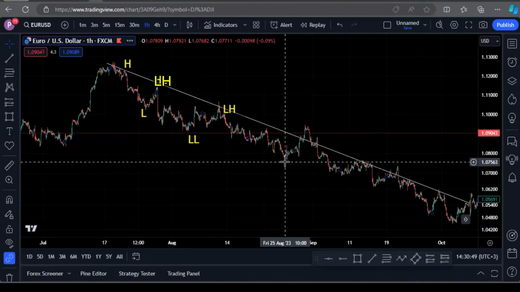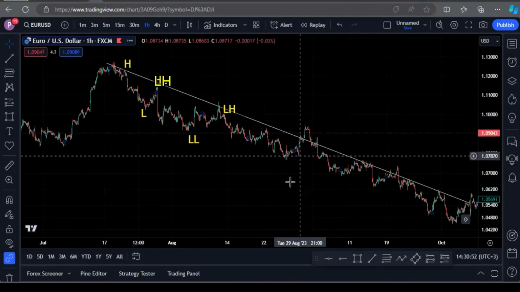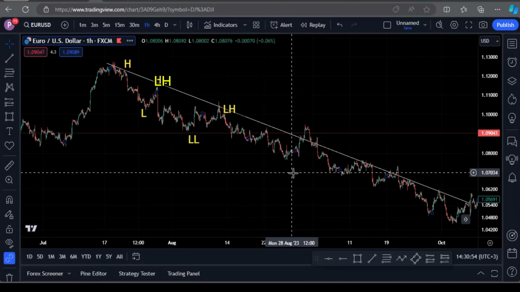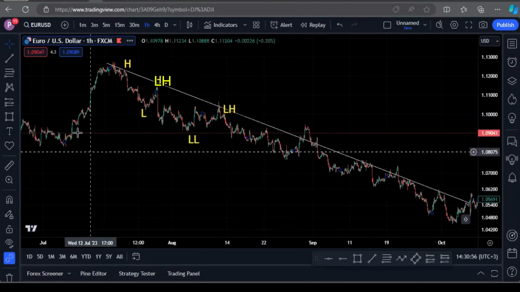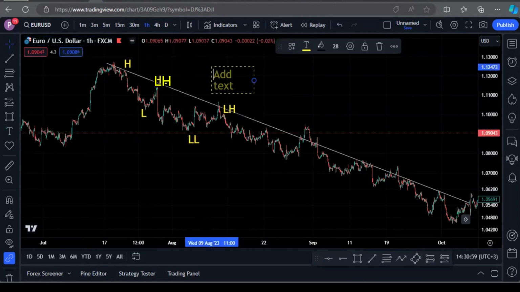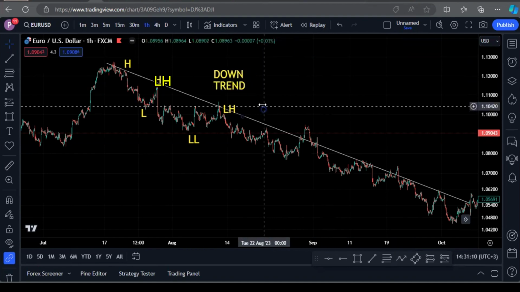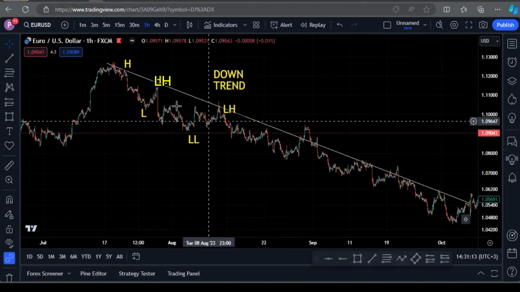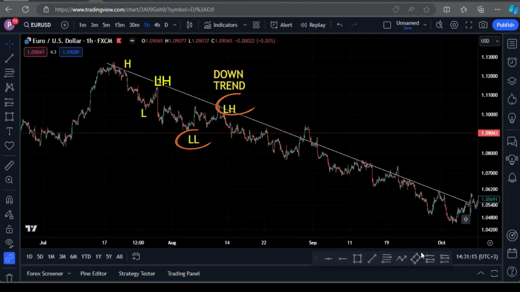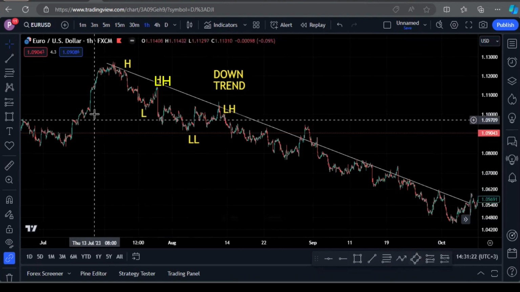So here, if you follow the trend line, you will see that it has been a smooth downtrend. The market has been moving to the downside. So we first had this high here, and we had this low, and here we had a lower low, lower high, and so on and so forth. So you can see here it was our next lower low, lower high.